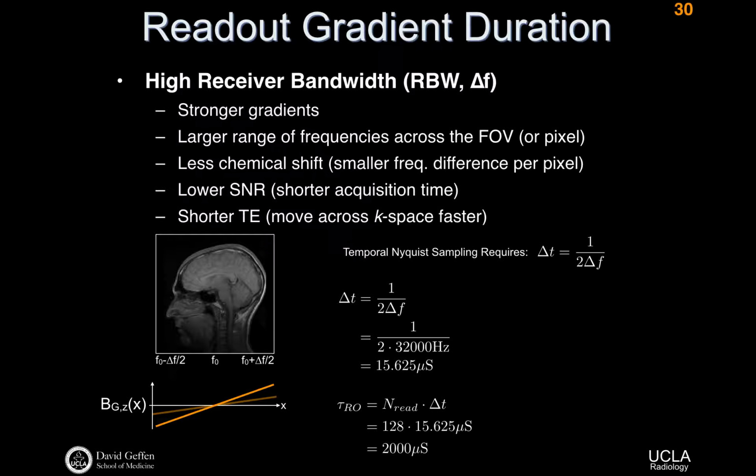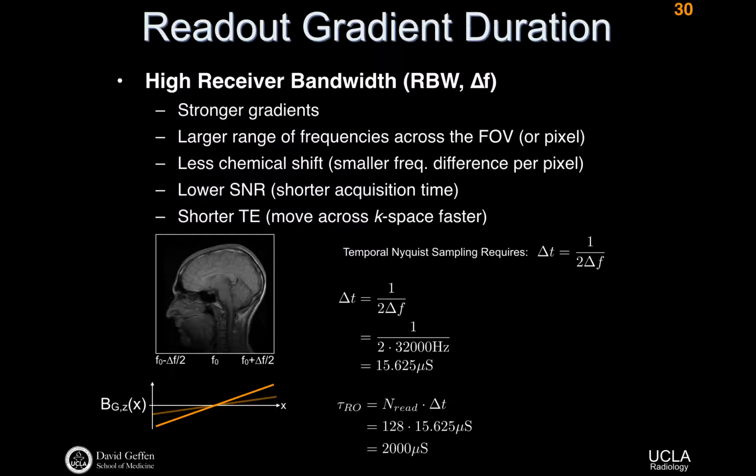So the other thing that we have to be mindful of is what's the sampling time for every k point that we acquire, and that's just 1 over the receiver bandwidth that we use. So the dwell time at every point that we sample is only about 15 microseconds. It sounds really, really short, but of course you need hundreds of these to get out the data that you actually want.